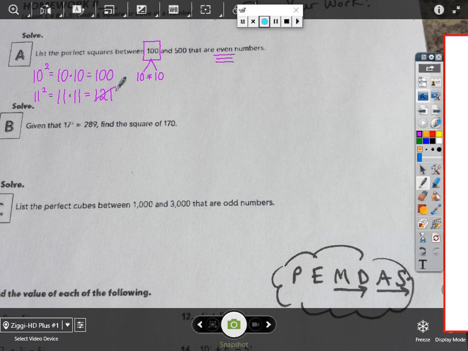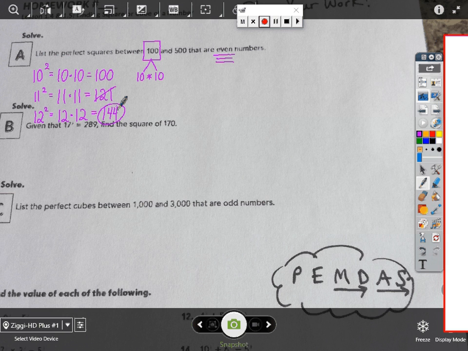We better try again. I'm going to try 12 squared. Well, to do this, I see the base is 12, and I need to record it twice. That's what my exponent of 2 means. And 12 times 12 is actually 144. Hey, odd or even? Look at that last digit. Hopefully you recognize it's even. This is one of my answers.